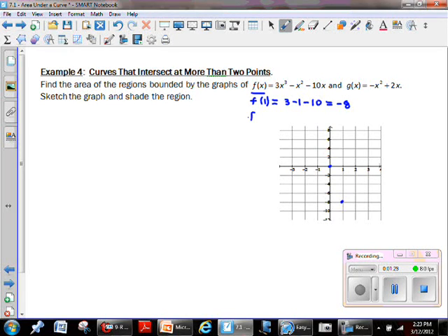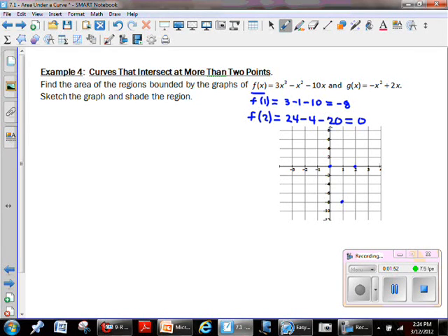f of 2, let's see, what's f of 2 going to give me? 3 times 2 cubed, 3 times 8, pretty large to start with, 24, but that's going to change when I subtract a 2 squared or a 4, and even more so when I subtract a 10 times 2 or a 20. In fact, that's just 0, isn't it?